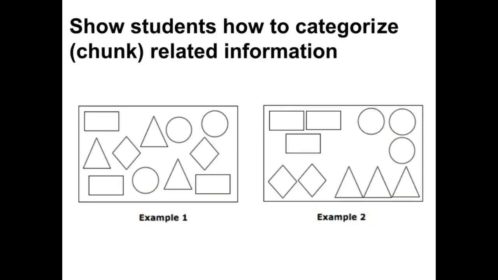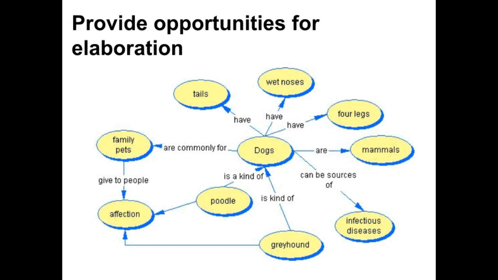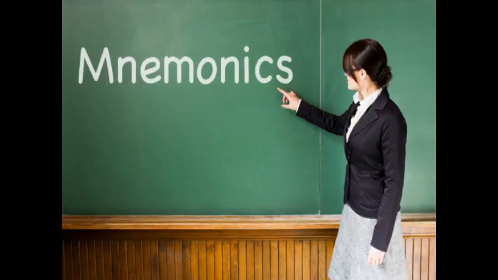Show students how to categorize or chunk related information. Present information in categories. Teach inductive reasoning. Encourage students to elaborate on new information. Help them connect new information to something already known, and to look for similarities and differences among concepts. Show students how to use coding when memorization is necessary.